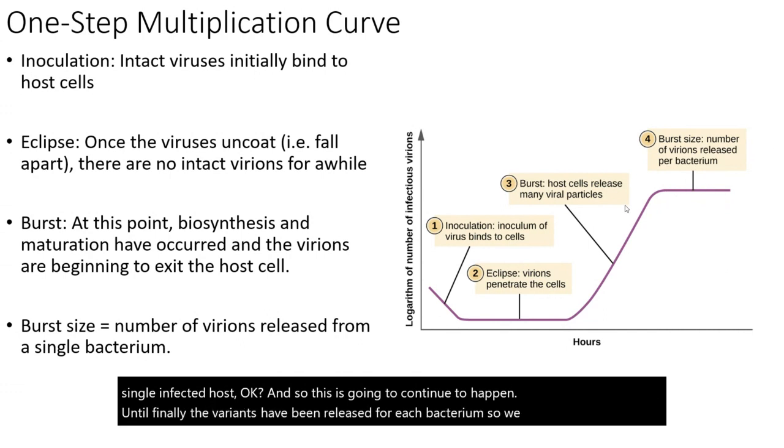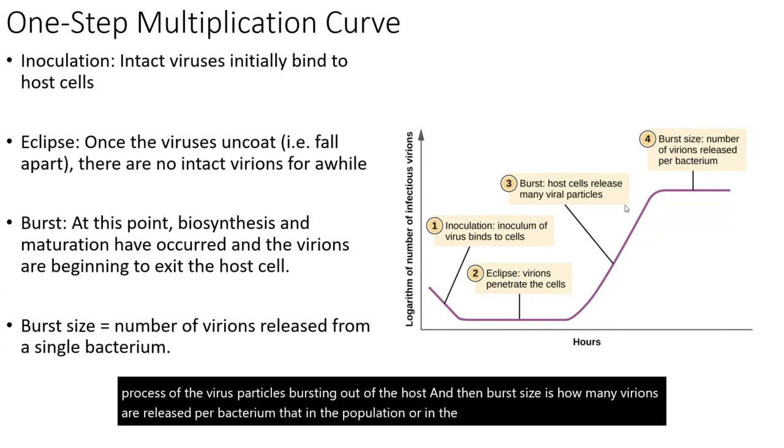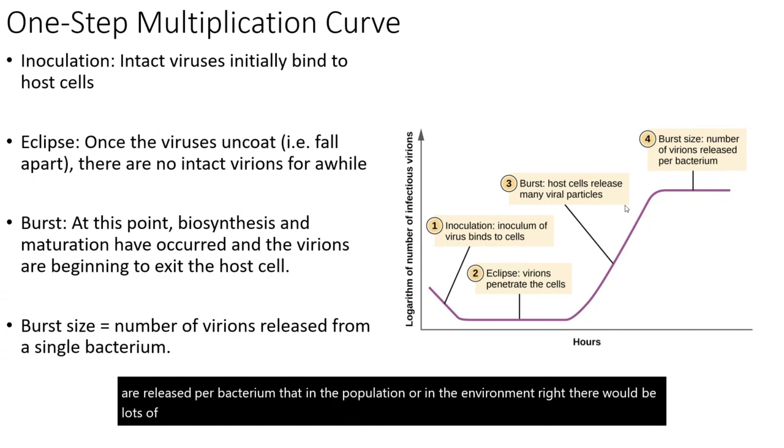We refer to burst as the process of the virus particles bursting out of the host. And then burst size is how many virions are released per bacterium. In the population or in the environment, there would be lots of viruses being released from lots of different host cells. All right, so this is our multiplication curve.